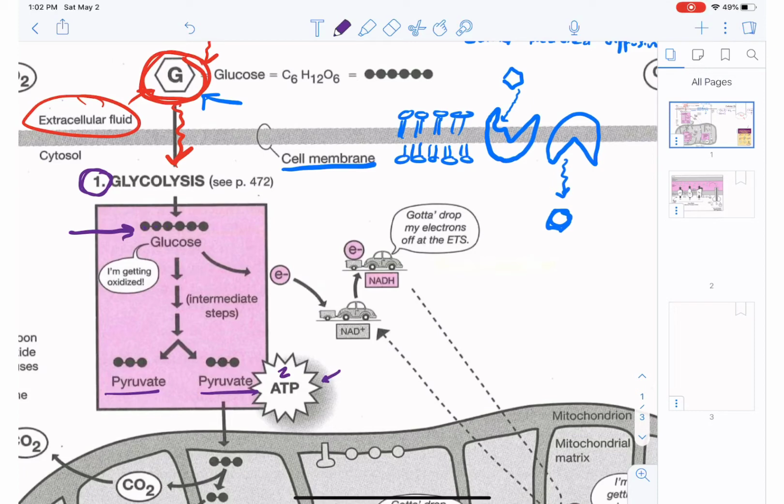What else is glycolysis giving off? It's giving off some electrons. And what's going to happen with these electrons is they're picked up by these molecules called NAD+. And after they pick up those electrons, they become NADH. And NADH is what we call an electron carrier. And it's going to shuttle these electrons to the last step of cellular respiration, where they're going to be involved in producing mass amounts of adenosine triphosphate.